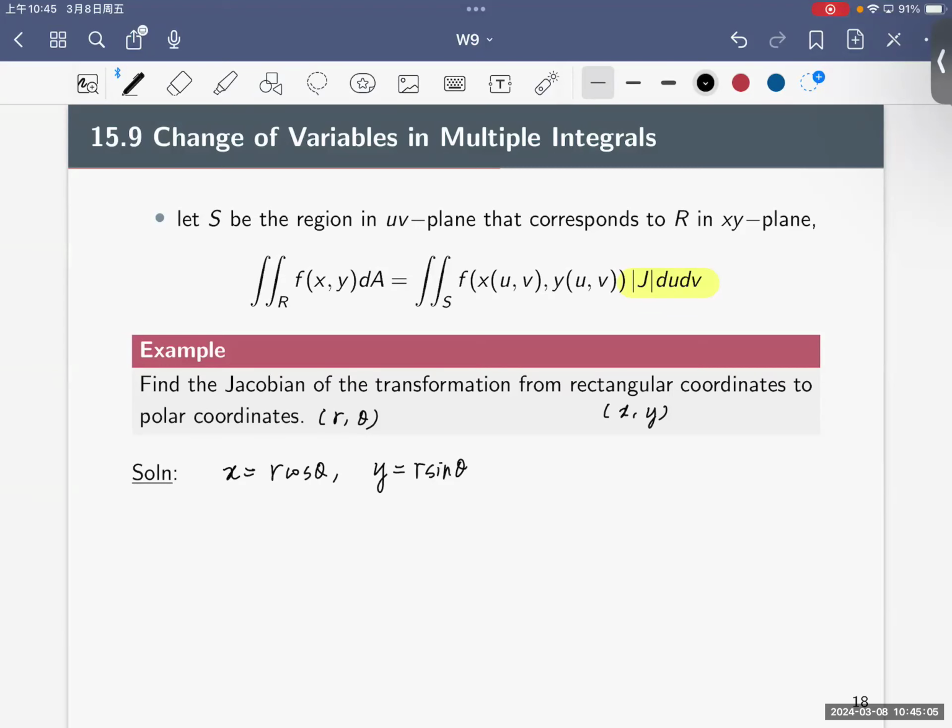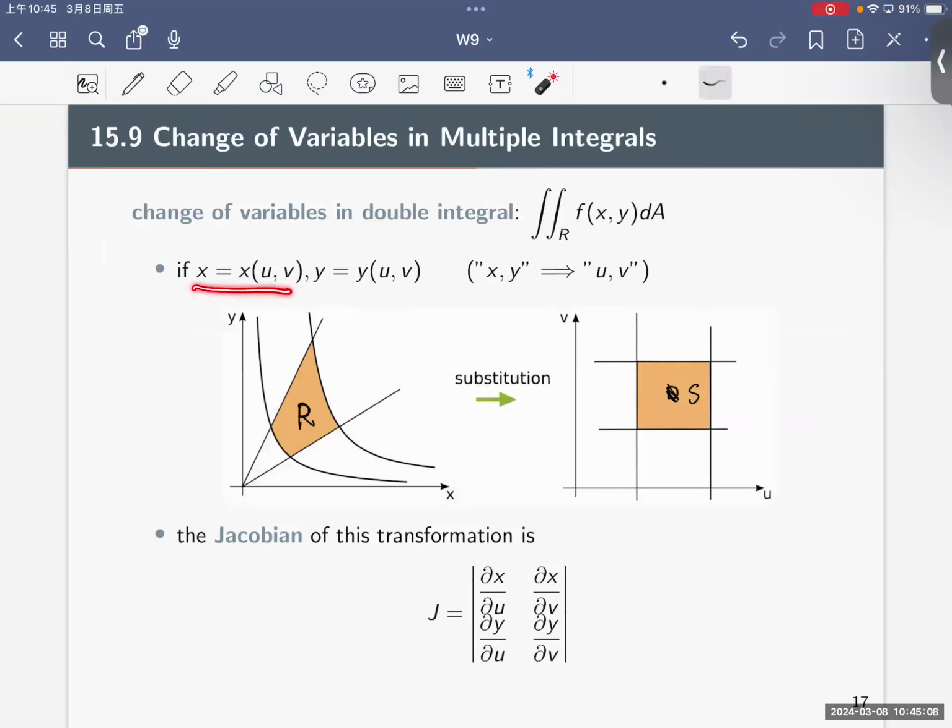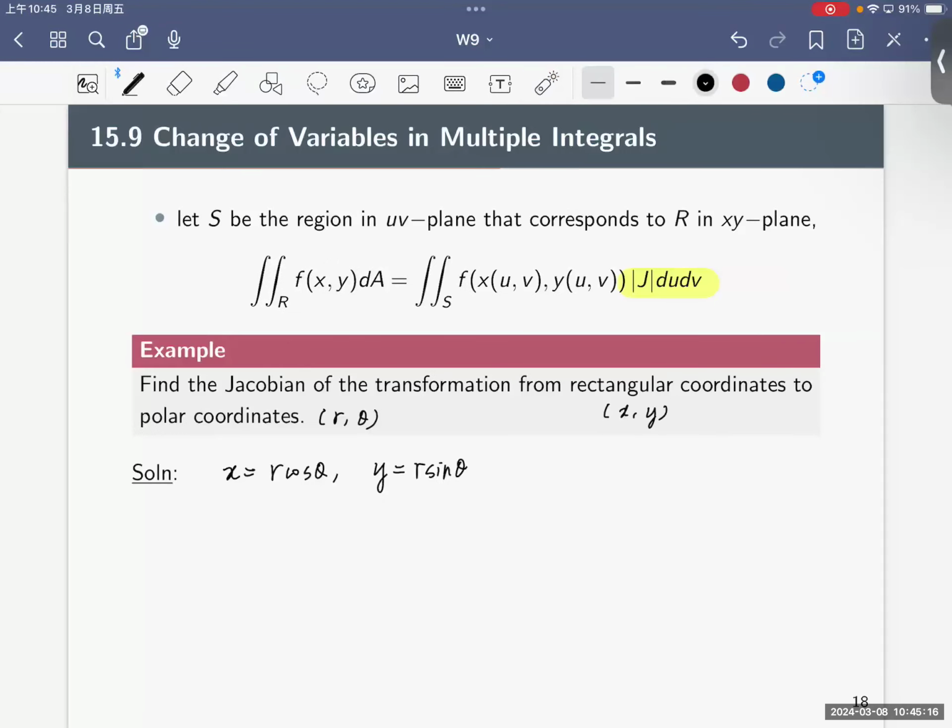So the Jacobian, once we have those expressions for x and y in the new variables, we can come up with this Jacobian. The Jacobian is equal to a second order determinant: first row, the derivatives of x, partial x partial r, partial x partial theta. Second row, the partial derivatives of y, partial y partial r, partial y partial theta. So let's find all these partial derivatives.